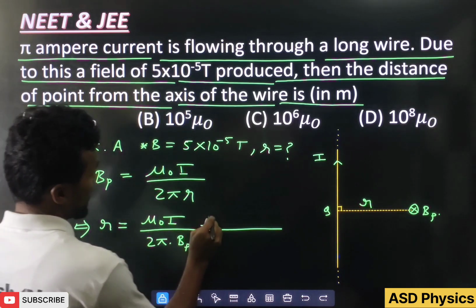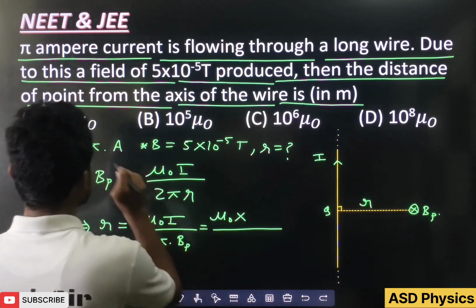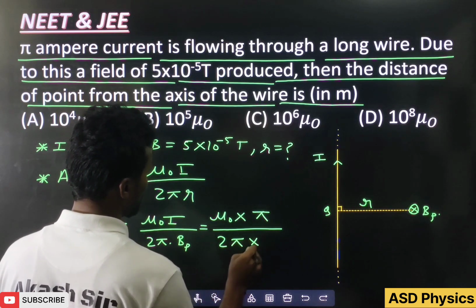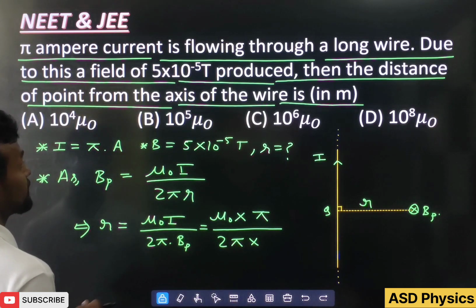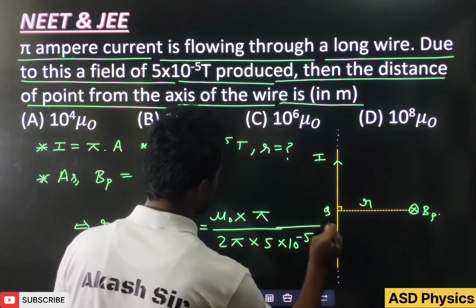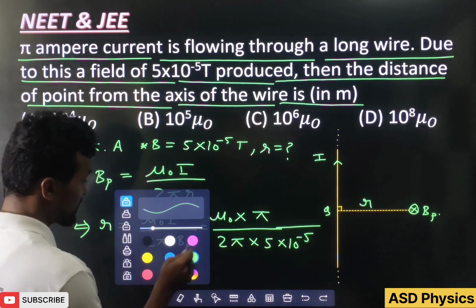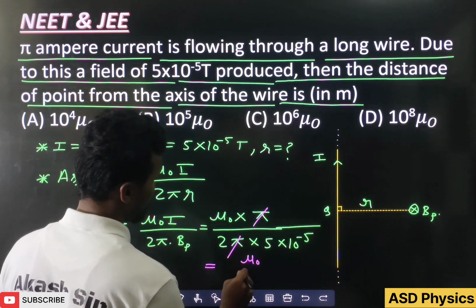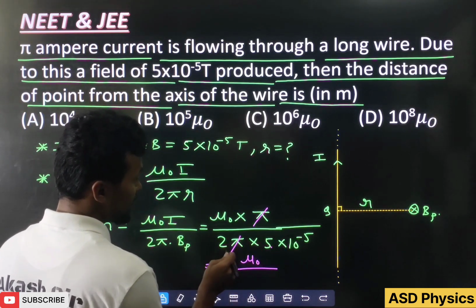Now just put the values please. Mu naught as it is. I how much is given here? I is pi ampere, and here 2 pi into what is the value of Bp? The value of Bp is 5 into 10 to the power minus 5. Now you can see, students, what things will cancel out. See, this pi and this pi cancel. So it will come as mu naught by 5 into 2.